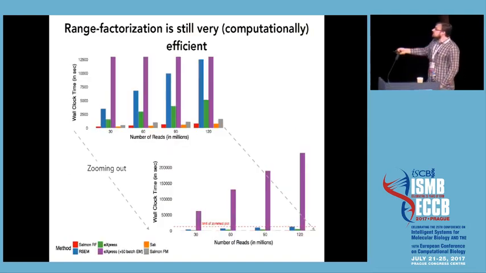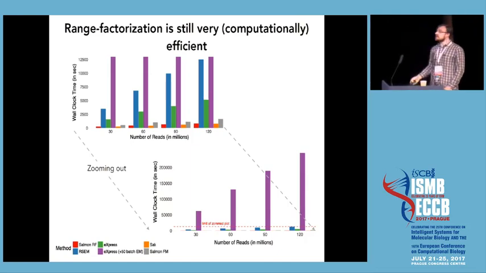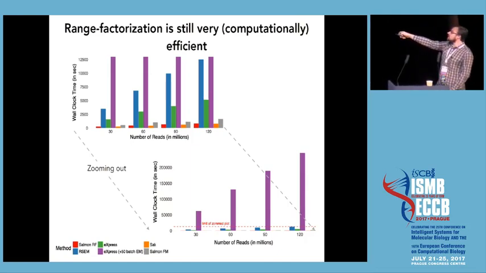And then here we're showing, as we increase the number of reads, how the time scales. It's difficult to see because of the relative sizes of the bars, but this approach is essentially exactly as fast as the approach that doesn't use the improved factorization.